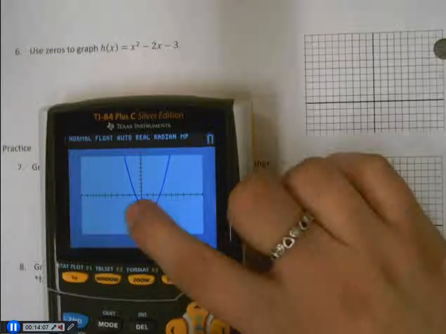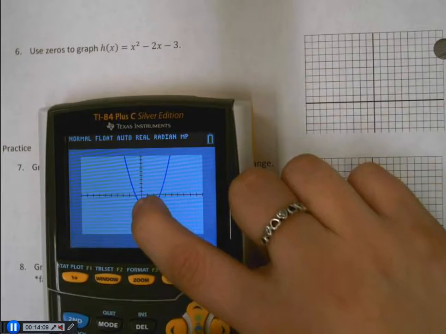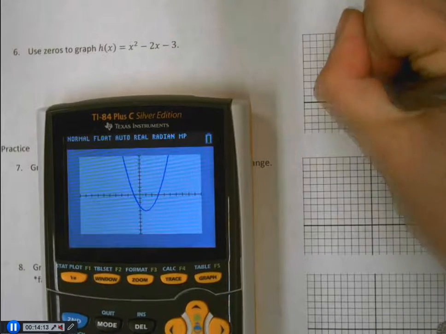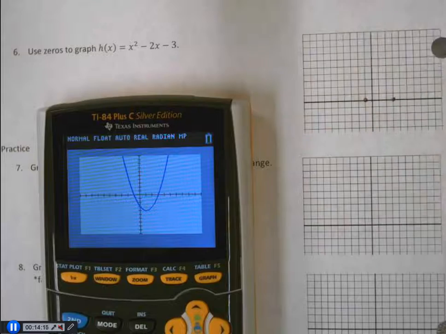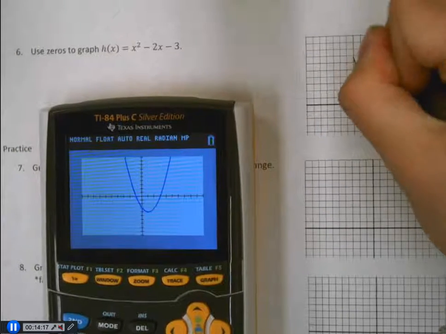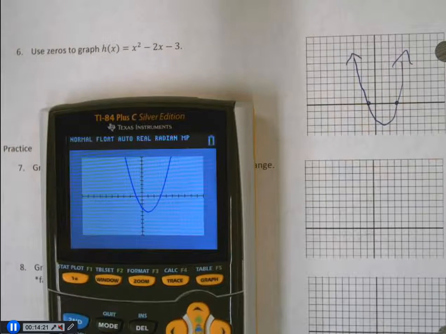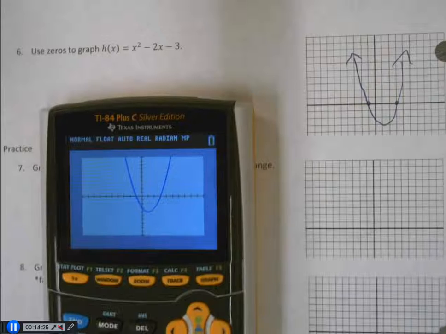This graph is crossing at negative 1 and positive 3. So when I draw it on my paper, I want to make sure it crosses at negative 1 and positive 3. And then I just kind of give her a rough sketch. And that's all this thing wanted me to do, just to graph it. So questions here on any of this?